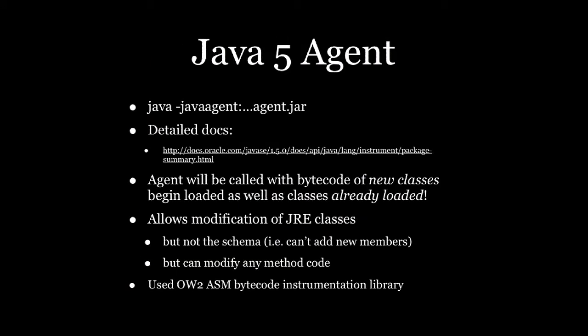So, Java 5 agents. Very simple. All you have to do is start your application with the javaagent argument, and you supply your jar. There's really detailed documentation, and then your agent is going to be called with bytecode of every single class in the JVM. And there is a really cool library, because doing bytecode by hand is pretty cool, but there is a much easier way of doing that: using the ASM library. ASM is essentially a de facto standard for bytecode instrumentation. Using this library, it's very easy for you to read the bytecode and modify only certain parts in which you're interested, right?